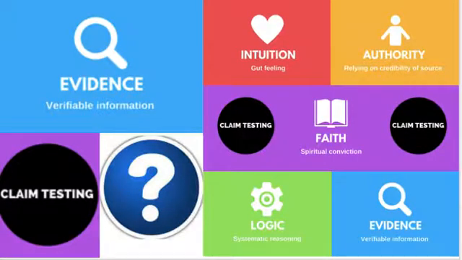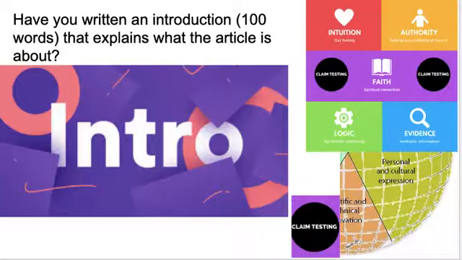Everybody knows how the universe was created, but they find different ways of knowing how the universe was created. The 5 ways of knowing, or claims testers, we have used throughout this unit are intuition, authority, faith, logic, and evidence.